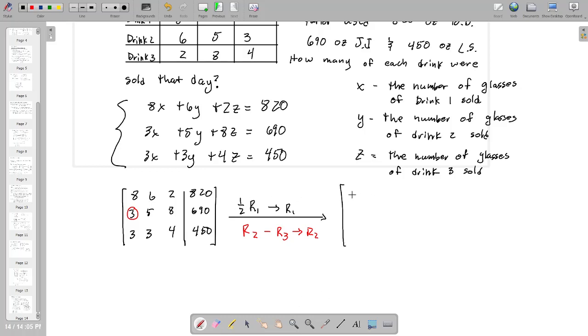So 1/2 row 1 replace row 1 will be 4, 3, 1, 410. And we're replacing row 2 also. So we have row 2 minus row 3. 3 minus 3 is 0. 5 minus 3 is 2. 8 minus 4 is 4. And 690 minus 450 is 240. And then row 3 we didn't change.